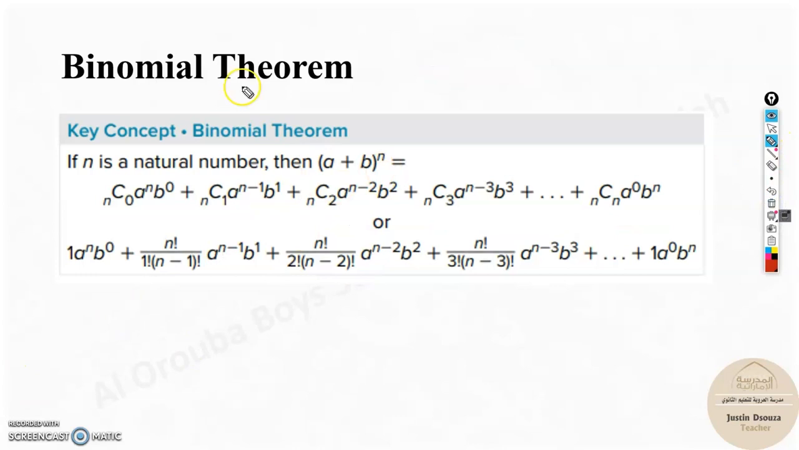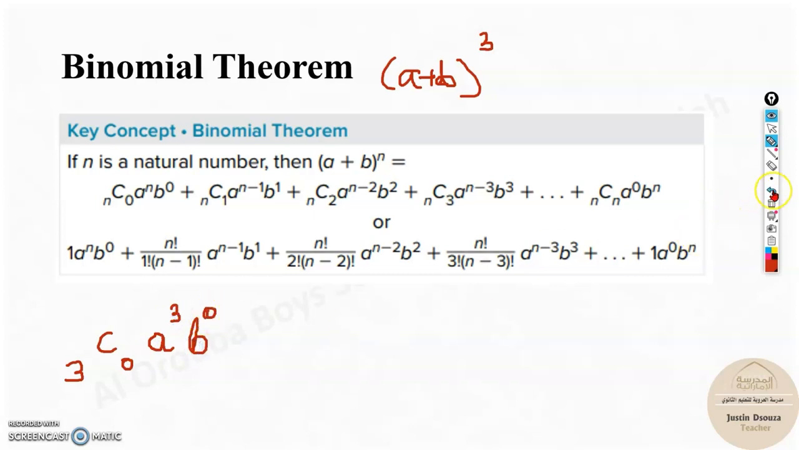Let's take an example. Say (a plus b) whole power. I'll take a small one, 3. What would it mean? It means that n is the degree, that is 3. So I have to start with 3C0. And what about the first term? a will be the highest degree and b will be the lowest degree, 0, that is 1. So I don't need to write it.